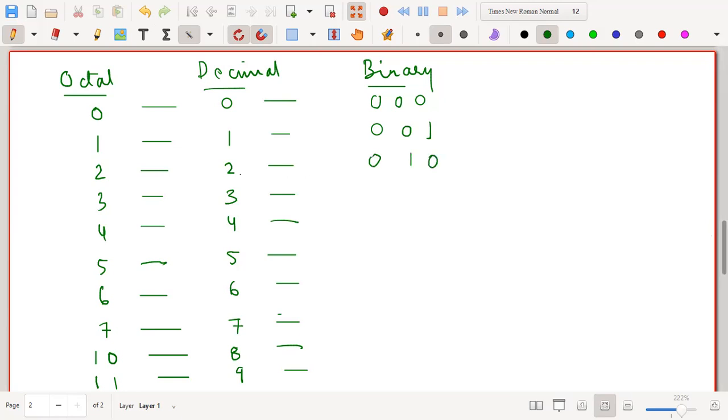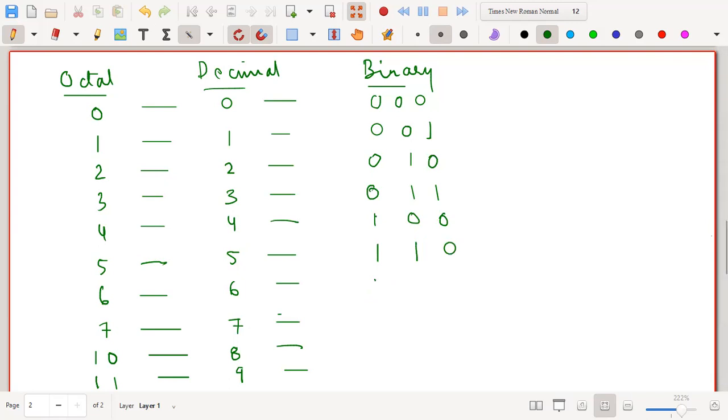Both are equal. The octal is also equal and the decimal is also equal. Now for this one it is 0. For 3 it is 0, 1, 1. And for 4 it is 1, 0, 0. Now for 5 it is 1, 0, 1.